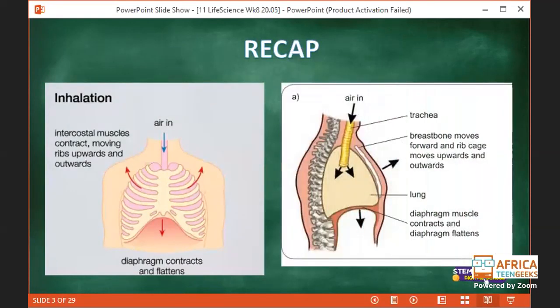We also looked at this figure here. It is very important to note that when the intercostal muscles contract, the ribs move upwards and outwards, which extends the volume of the thoracic cavity. We also looked at the breastbone, which moves forward when the ribcage moves outwards and upwards. The breastbone is also called the sternum.